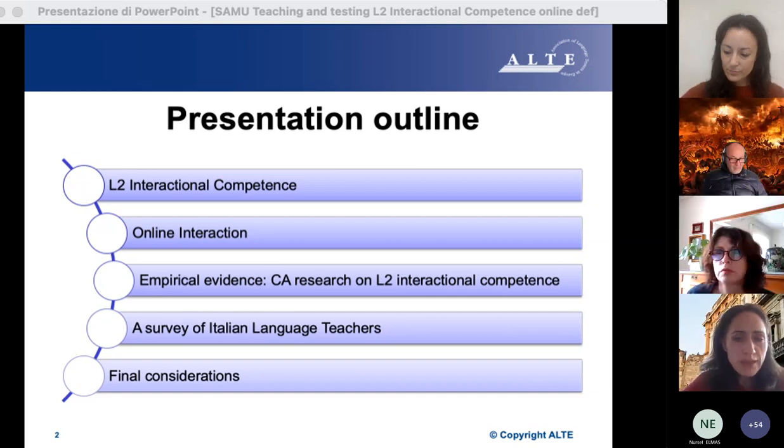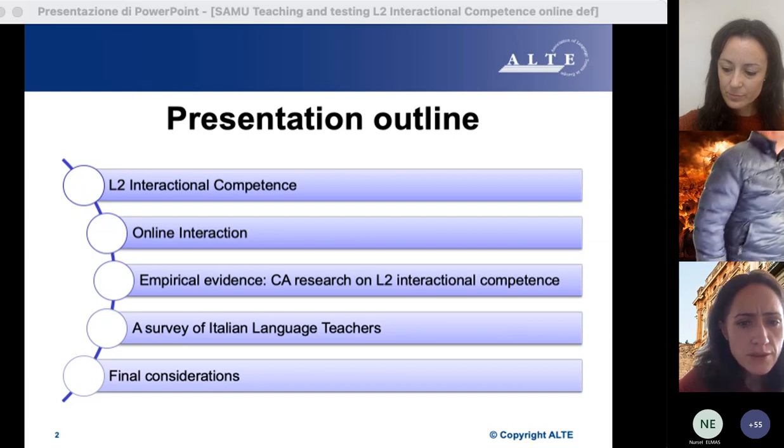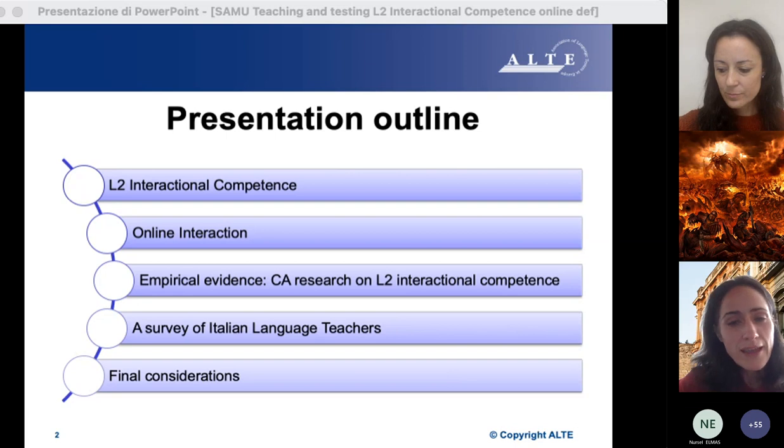Then I will shortly present 2 researches we realized last year, a research based on conversation analysis that gave us rich empirical evidence about some critical issues and also about some good practices, and a survey we administered to our language teachers in order to investigate the difficulties they encountered in teaching online and the solutions adopted. Finally, I will propose some considerations about the competencies that teachers need to use interaction to mediate and assist language learning.